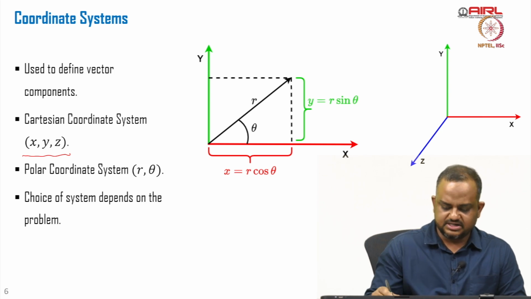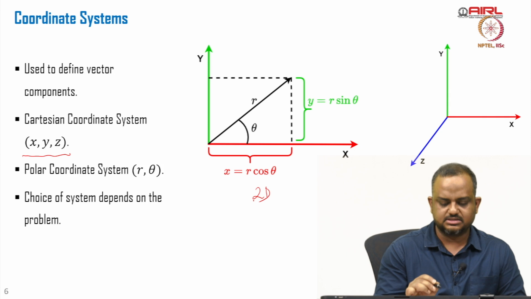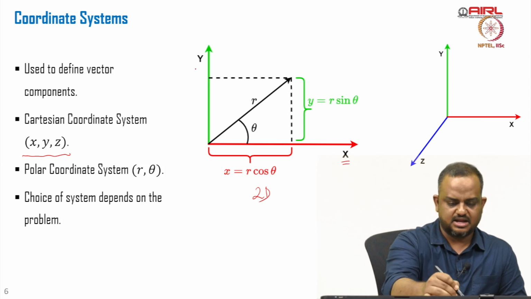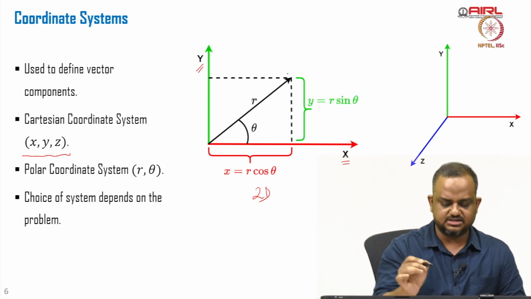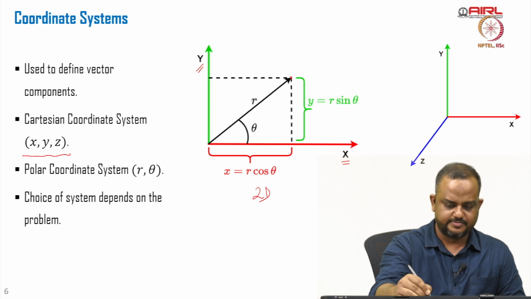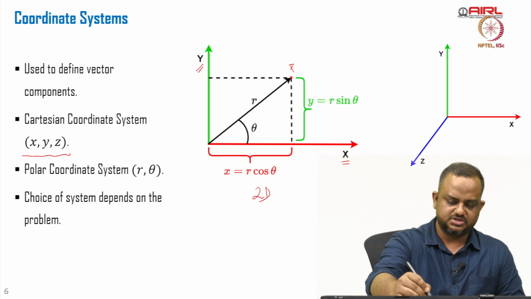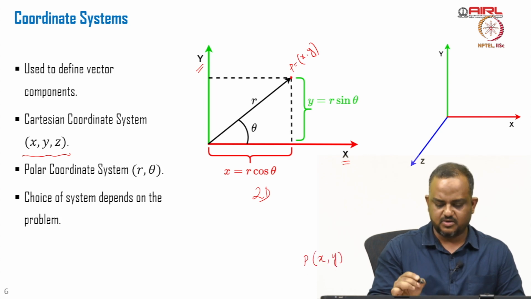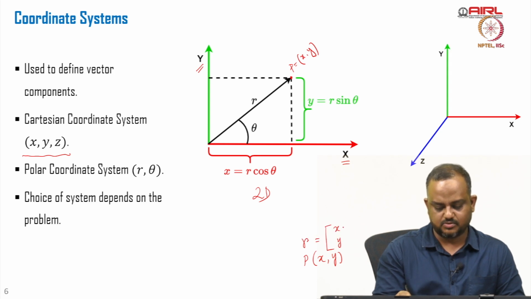Okay, so when it is a two-dimensional system like this, the Cartesian coordinate system is given by the x and y axes, and this is the vector. This vector has a tip here which is represented as a point P, which has coordinates x and y. So this point P can be represented as P(x, y) with its coordinates, whereas the vector r can be represented as the vector (x, y), which is an array.